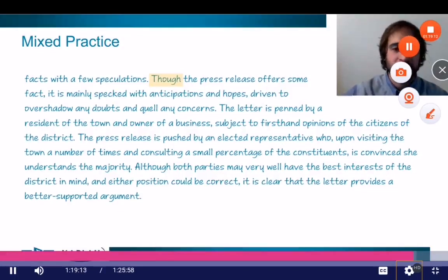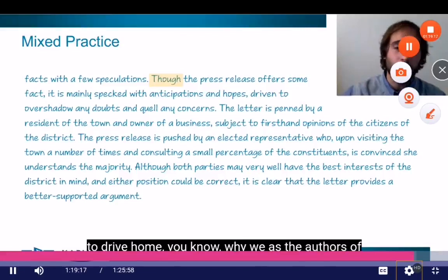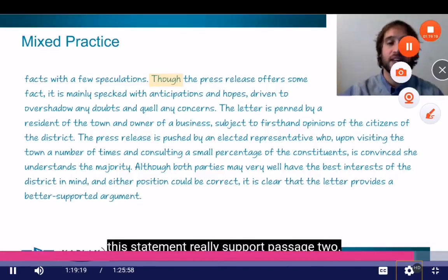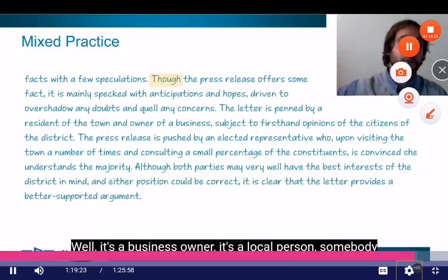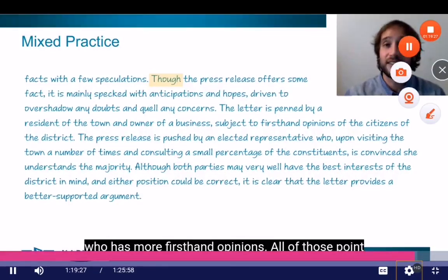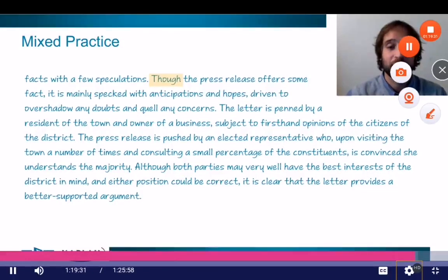Fantastic. All right, so let's hammer it home. Let's continue to drive home why we, as the authors of this statement, really support passage 2. Well, it's a business owner. It's a local person, somebody who has more firsthand opinions. All of those point to the credibility of the author of passage 2.